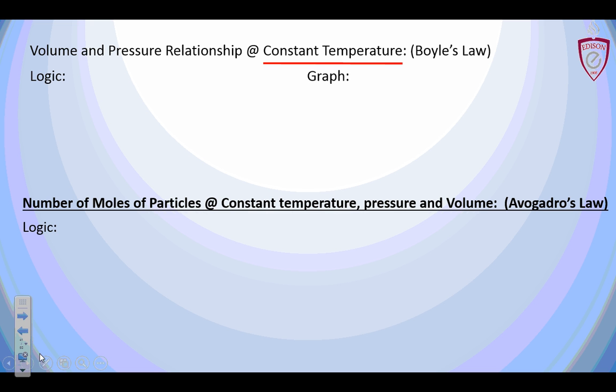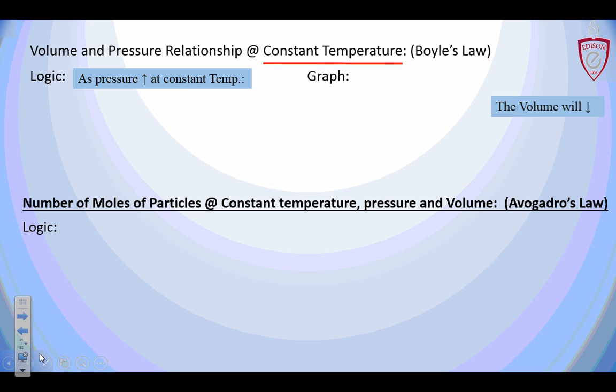So this is the constant temperature, volume-pressure relationship. I'm not going to change the temperature at all, which is again hard to do in reality. But as pressure increases at constant temperature, the volume will decrease. How can we think about that? As pressure increases, volume goes down. It's kind of like a car cylinder or a piston in an engine. If you push it down, all the air that was in there gets squeezed, the volume decreases, and the pressure inside that part of the piston has got to go up.